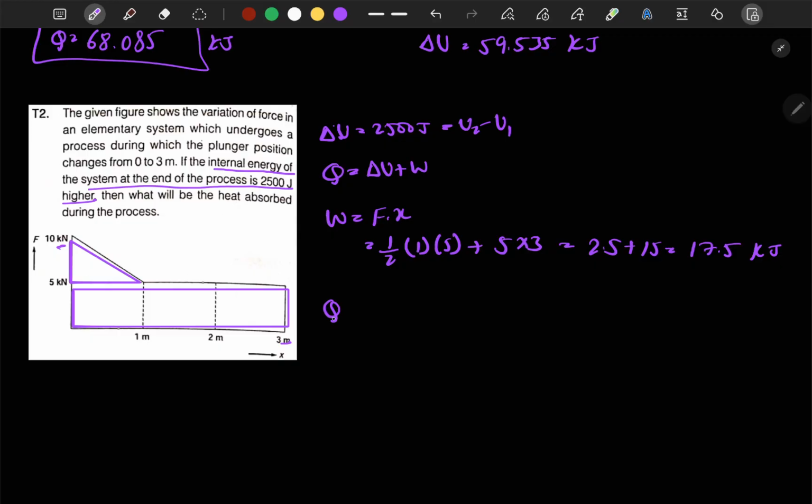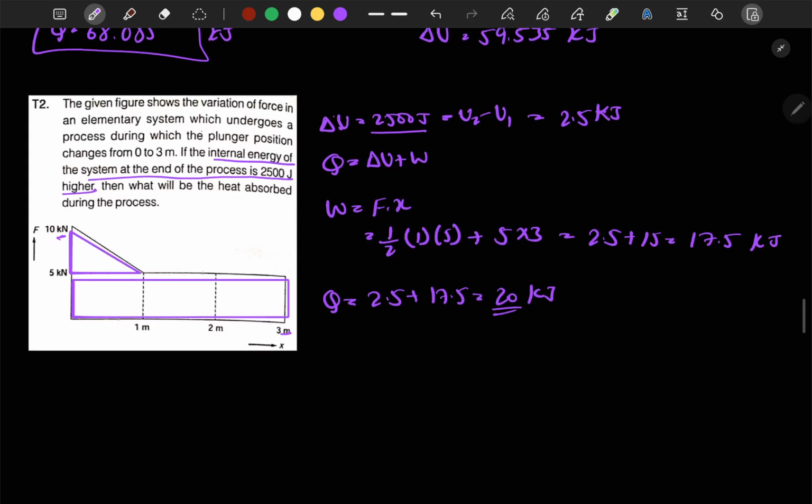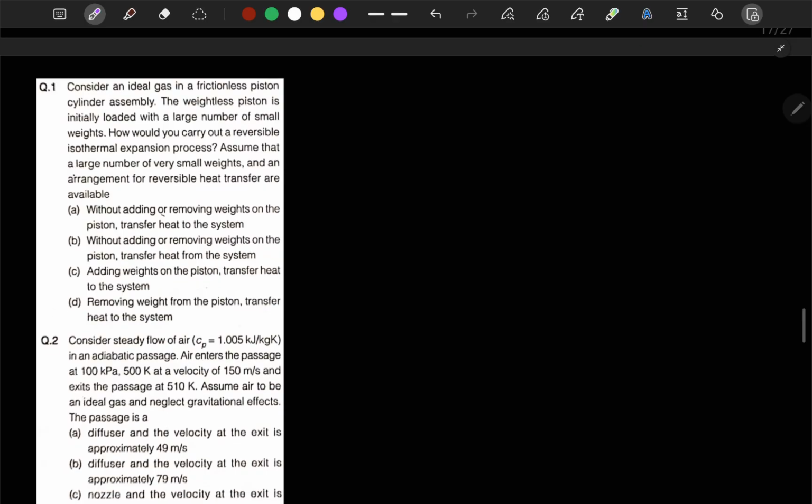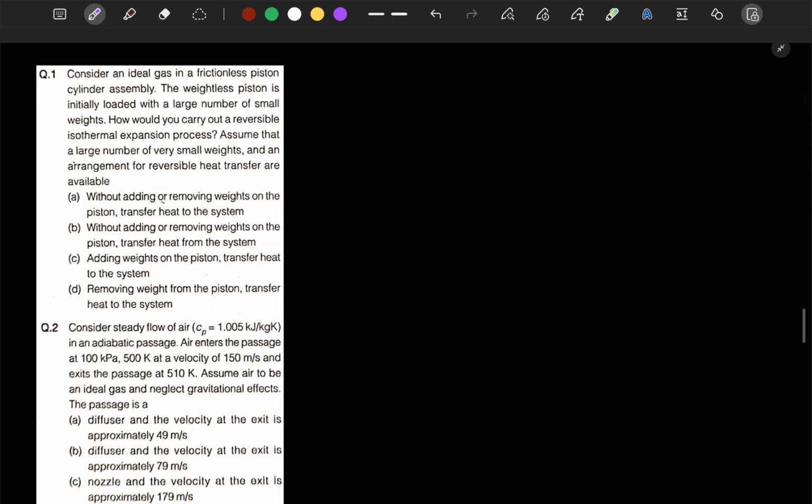So we can obtain our Q. Delta U is given as 2500 joules, so we can write it as 2.5 kilojoule. So 2.5 plus 17.5 is equal to 20 kilojoule. So this is our solution for this question. Now we will move to the next question, which is from the chapter first law of thermodynamics.